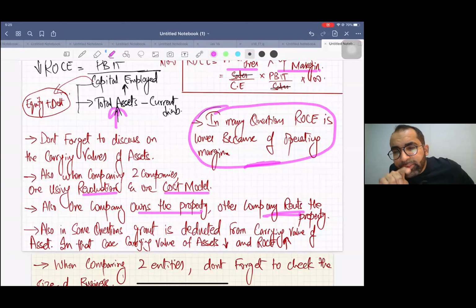So in this way they don't recognize the asset. One company is recognizing the asset, the other is not. The company owning the asset will have a higher asset base, and when the asset base is higher, the capital employed will be higher. So the ROCE will be lower. Getting it? So you need to comment and score marks on this.